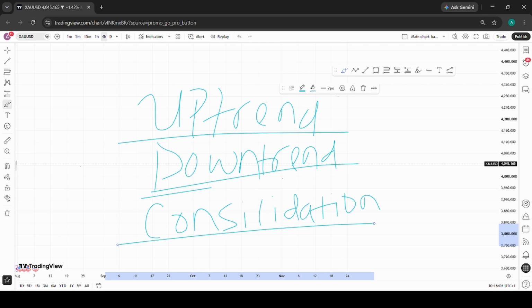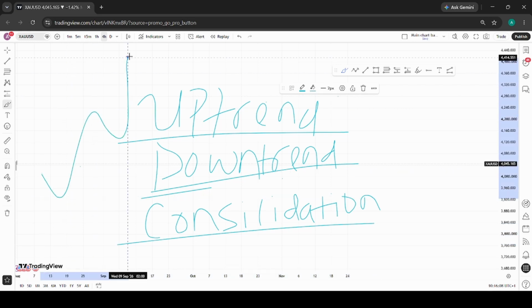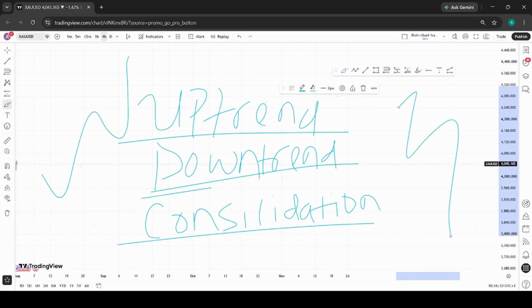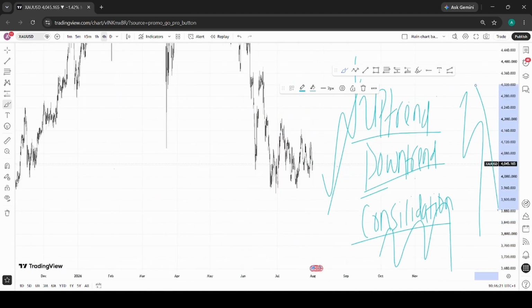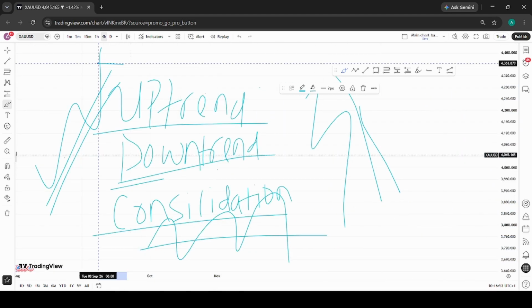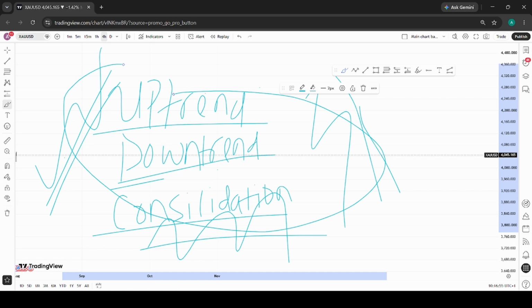So what it means is that whenever you are looking at the chart, price can either be going up, going down, or going sideways. These are the three things that must happen whenever you look at the chart. It's a must that price does one of these whenever you are looking at the chart.